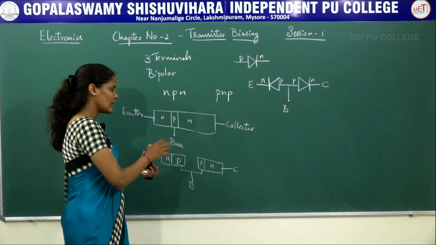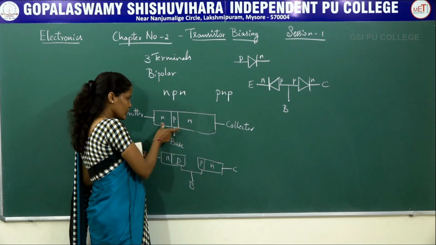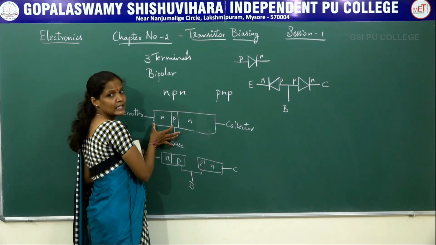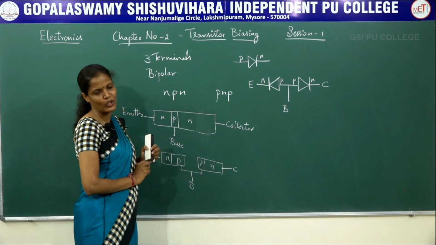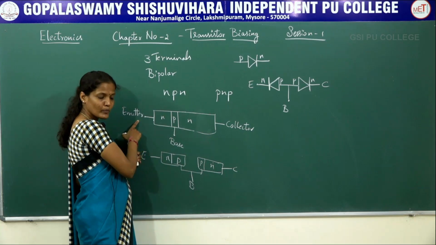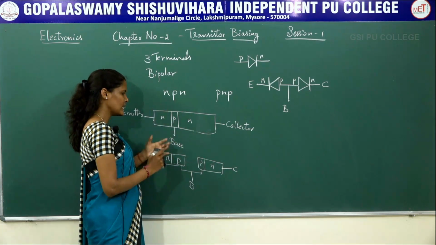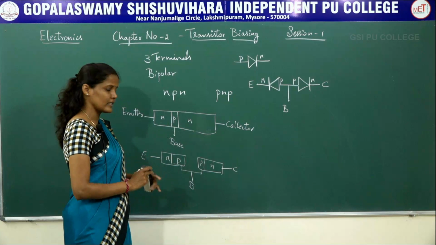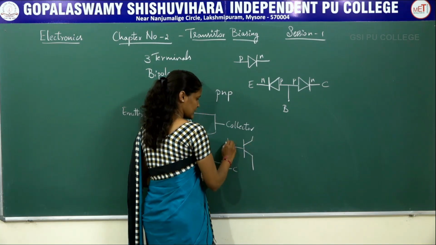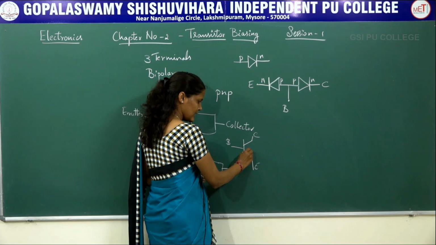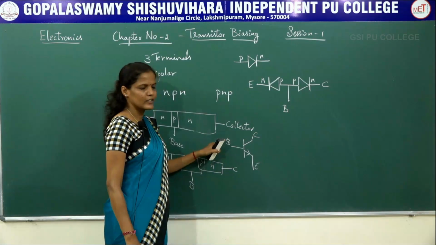Coming to the size, the collector region is large compared to the emitter and the base. The emitter is medium in size, the collector is large in size and the base is small in size. So the emitter is heavily doped and medium sized, the collector is large in size but moderately doped, whereas the base is small in size. This is the NPN transistor. The symbolic representation of a transistor is like this. This is the base, emitter and collector, and the arrow mark is towards the emitter. This is an NPN transistor. So this is all about the NPN transistor.